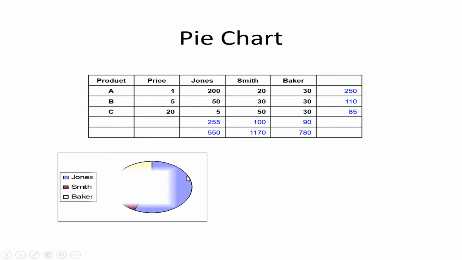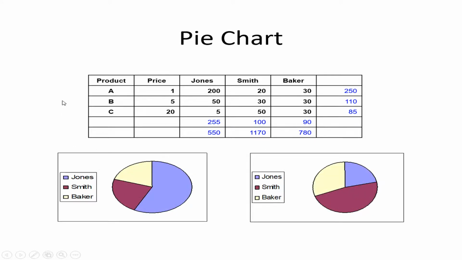a pie chart. Now we have two pie charts here, one to the left and one to the right. Again, the same puzzle. Which one represents the data better? The graph to the left shows comparison based on the numbers of items, and to the right it shows the comparison based on the money or the amount of sold items in monetary units.